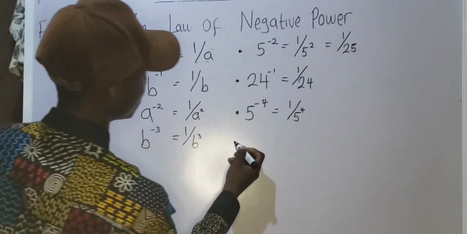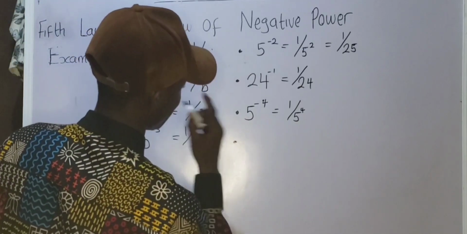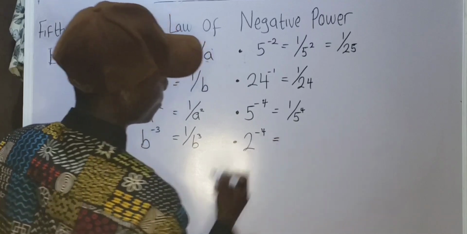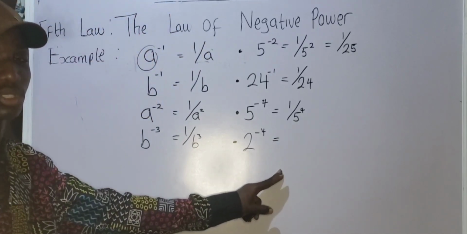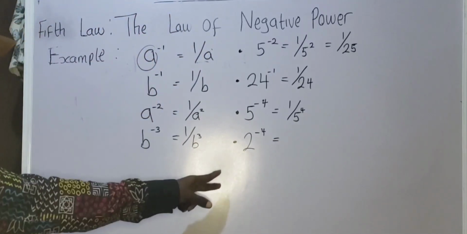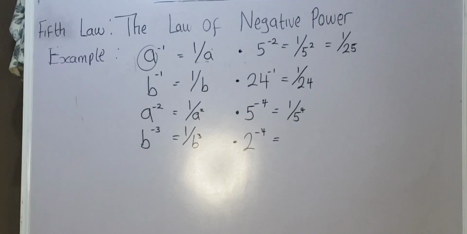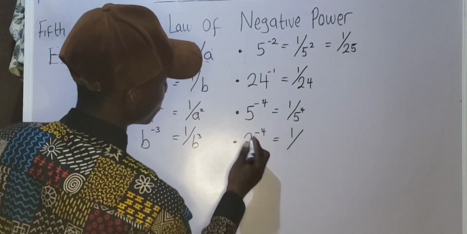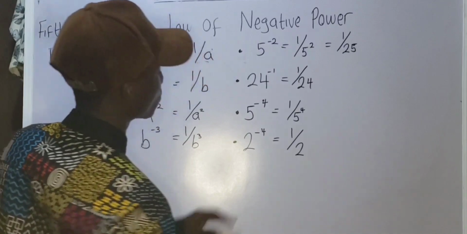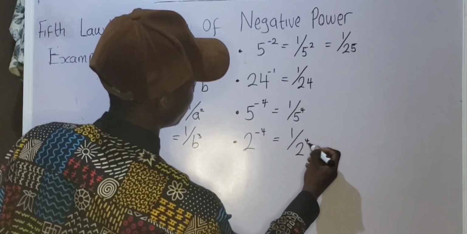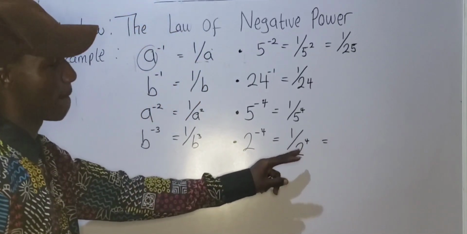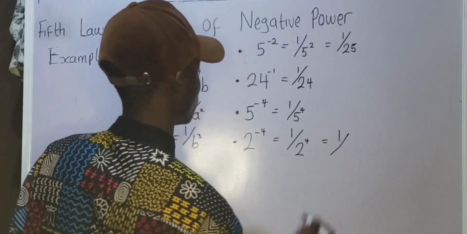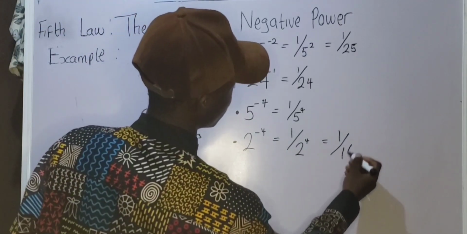So let's attempt this. 2 raised to the power of -4. What is your answer? Pause this video, then attempt this, then play it back. Okay? We are going to take the inverse of this 2. So 1 over 2 raised to the power of 4. You understand? So now 2 raised to the power of 4 is what? 16. So this is what? 16.